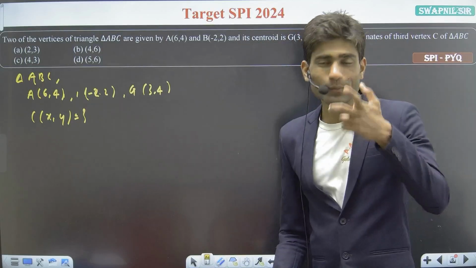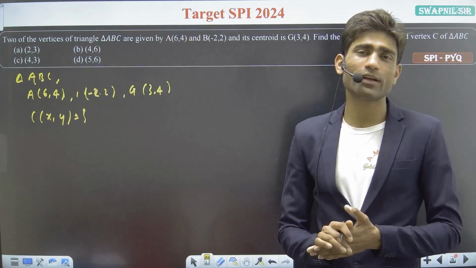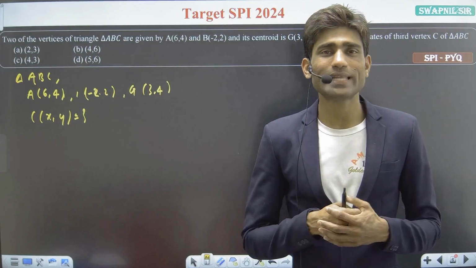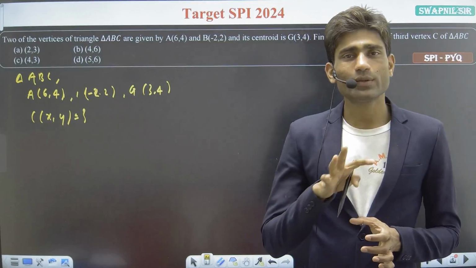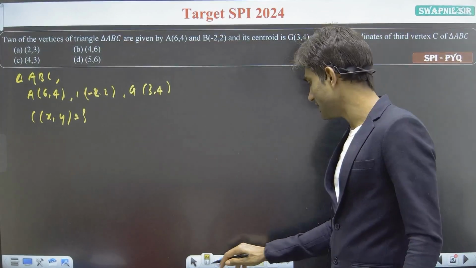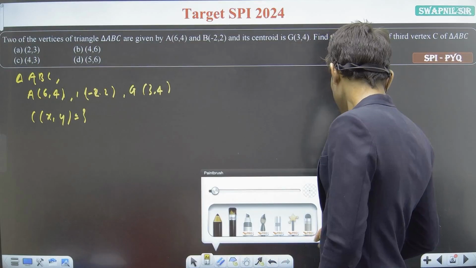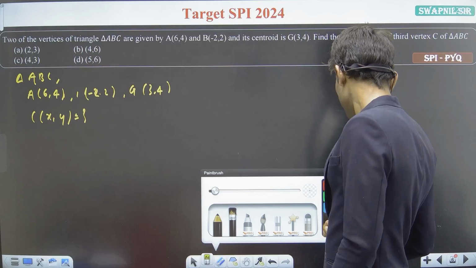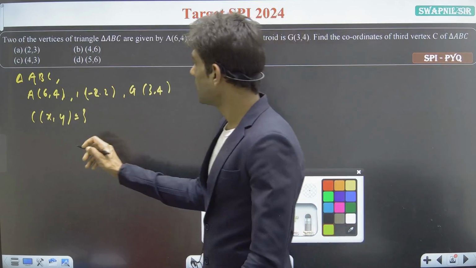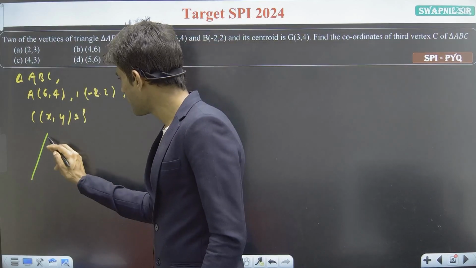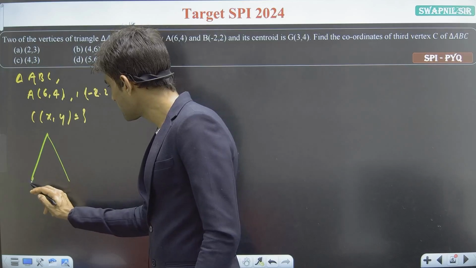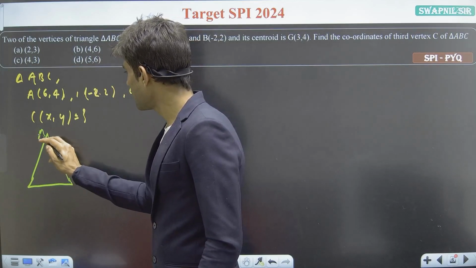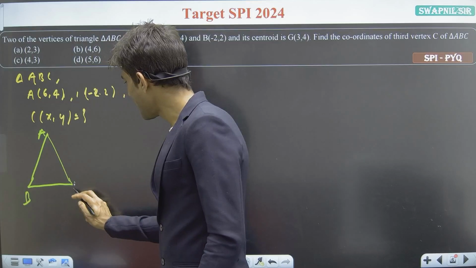Now let me plot the figure here. Once you get some little visualization of our given data, then you are able to solve these examples easily. Now see that, let me plot the triangle first. So we have this triangle here, with vertices A, B and C.